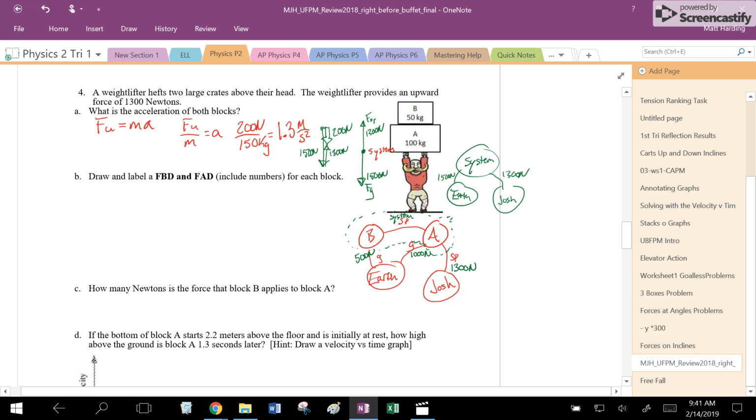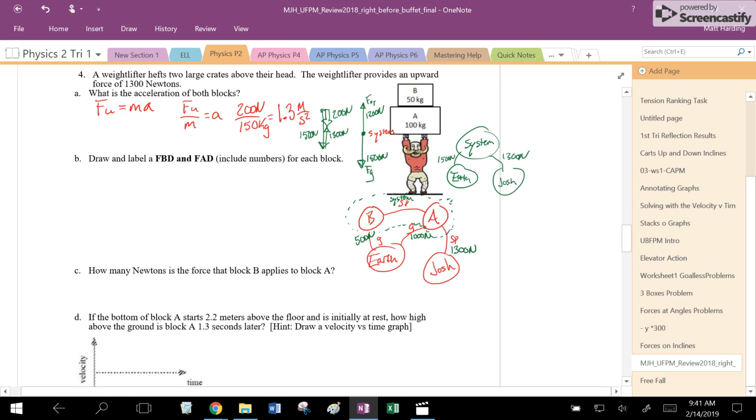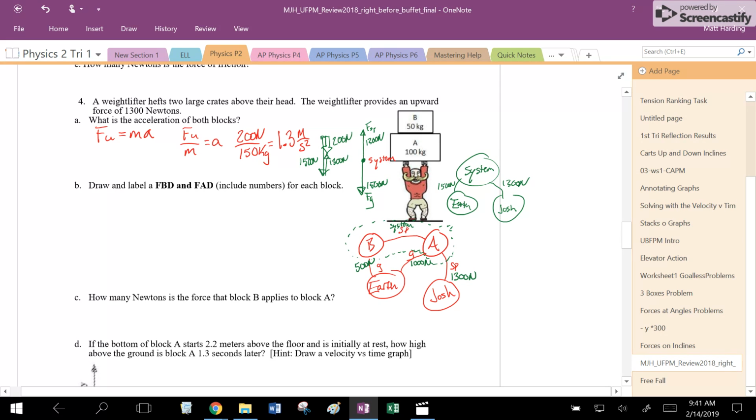So I guess I already have my FBD and my FAD. But I don't have them for the individual blocks. It wants it for each block. And specifically, and this is where knowing the acceleration is going to come in handy, it wants to know about this relationship right here, the force that block B applies to block A. What is that going to be? So your key into that is that we know the acceleration. Each block has to have an acceleration of 1.3 meters per second squared.